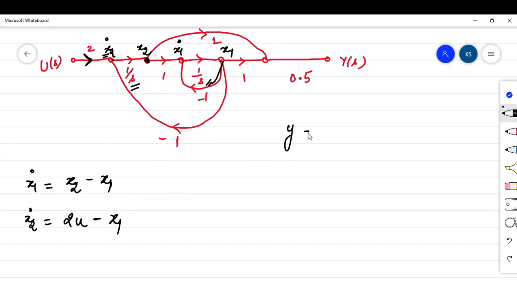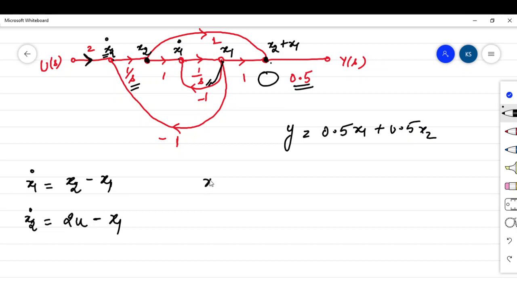And y is 0.5 into the quantity which is appearing here. These are the incoming branches, so 0.5 into, this is x2 and this is x1. So x2 plus x1 is coming here. So we can write it as 0.5 x1 plus 0.5 x2.